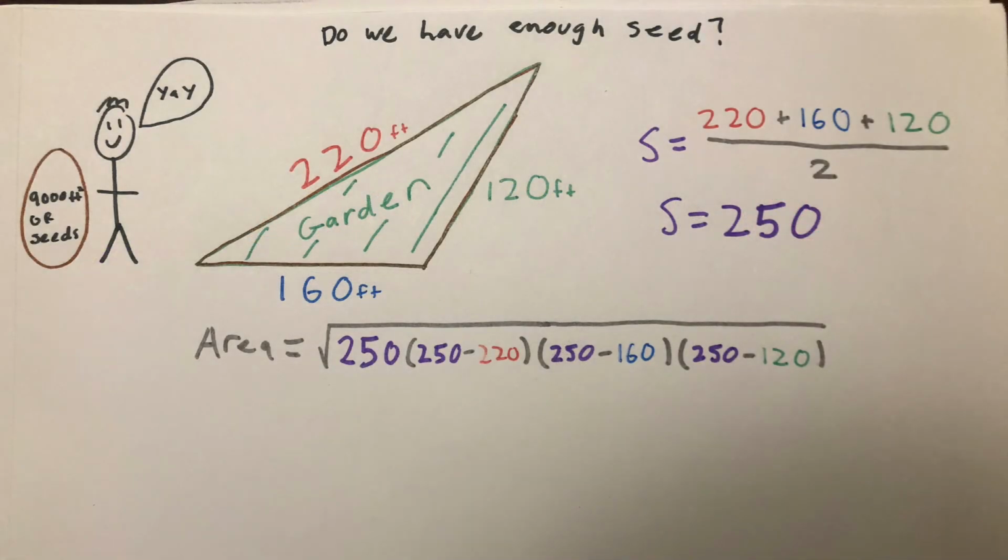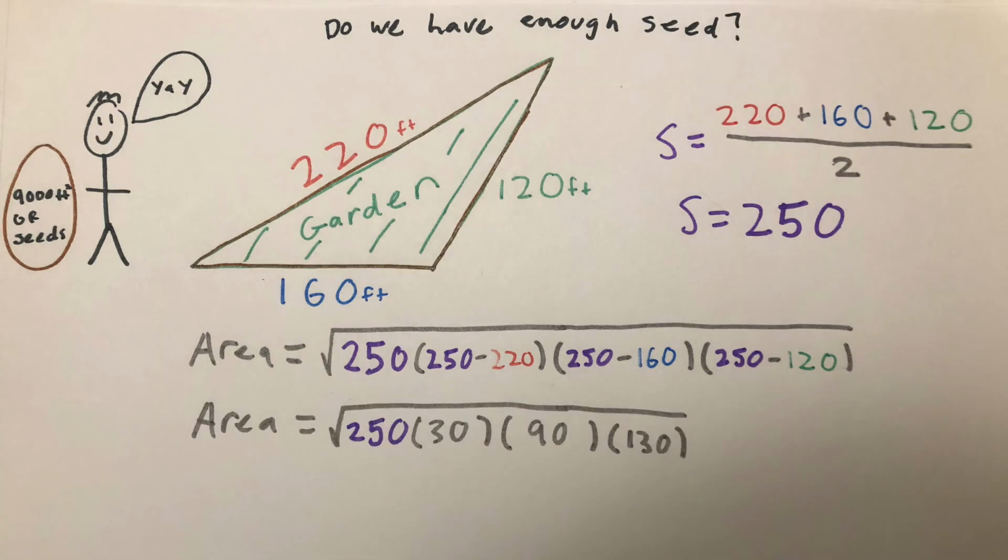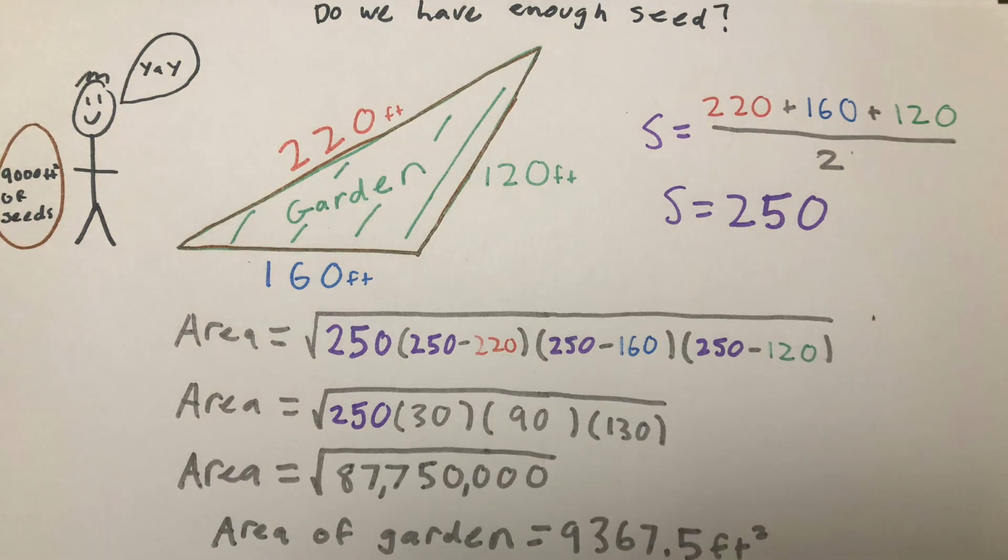Now that we got the s value, we can plug our numbers back into the main equation in order to find the area of the garden. If done properly, you should get the area of the garden is equal to the square root of 250 times the quantity 250 minus 220 times the quantity 250 minus 160 times the quantity 250 minus 120. This is also equal to the square root of 250 times 30 times 90 times 130, which is also equal to the square root of 87,750,000. If you plug this value into your calculator, you should get an answer of around 9,367.5 feet squared for the area of your garden.